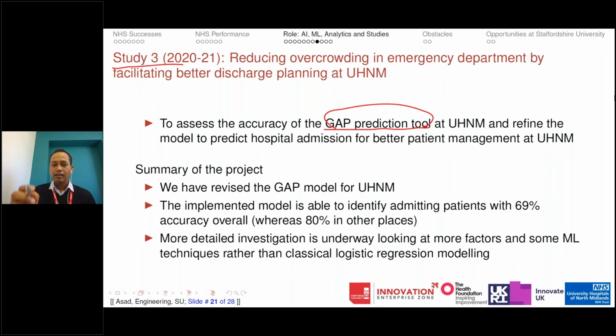Okay, this tool works sort of okay in other places. In our Royal Stoke, overall accuracy is, well, it is 69%, but we are trying to improve the model by looking at more clinical, socioeconomic, and demographic factors, and we are trying to implement some machine learning algorithm to see whether the prediction tool can be improved or not.